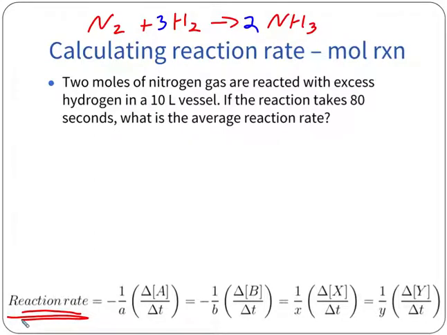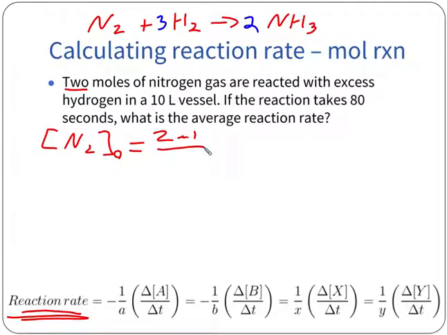It tells us there are 2 moles of nitrogen that react with excess hydrogen. It takes 80 seconds. Now, 2 moles of nitrogen gas are reacted, and the reaction's over in 80 seconds. The hydrogen's in excess, which means nitrogen is the limiting reagent, which means the nitrogen gets completely used up. So if the nitrogen gets completely used up, then we can figure out our concentration. So the original concentration of the nitrogen is going to be simply the number of moles, which is 2 moles.